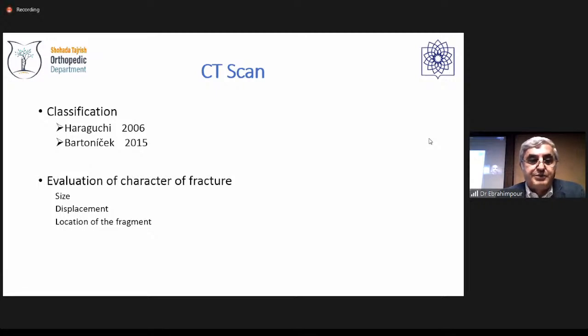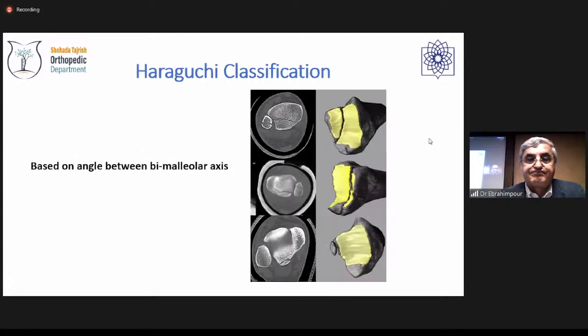I don't struggle myself with classifications. I usually pay attention to these characteristics. The well-known Haraguchi classification is based on the angle between bimalleolar fractures. Type 1 is a very big triangular fragment involving the incisura. In type 2, the posterior malleolar fragment comes from the posterolateral to the medial and even anterior of the medial malleolus. The third one is a ring fracture, and usually it is comminuted, small or big.